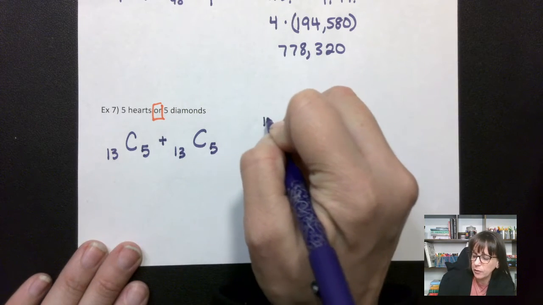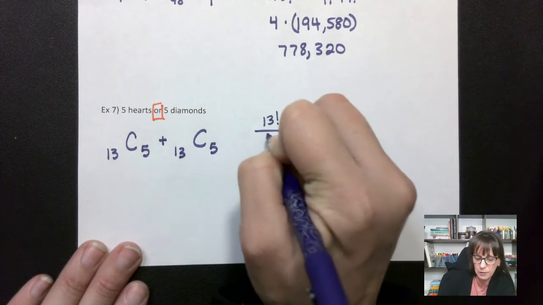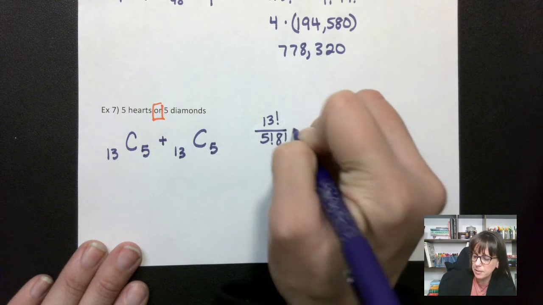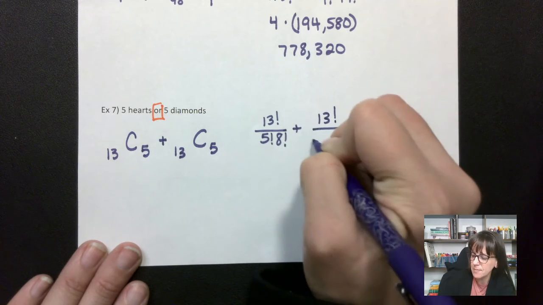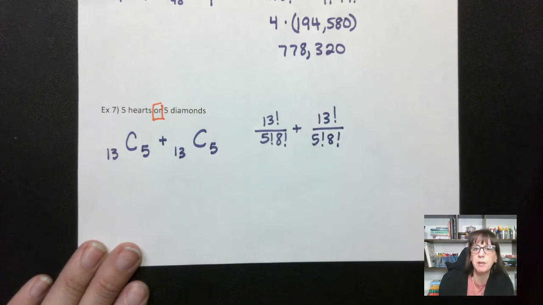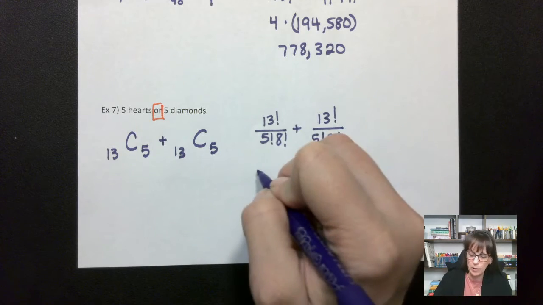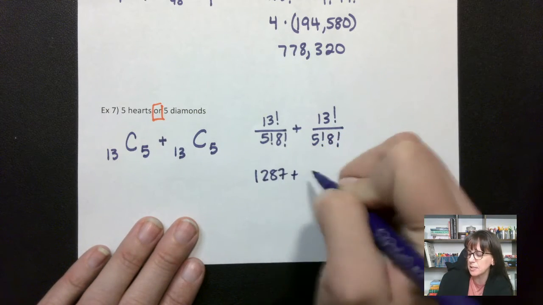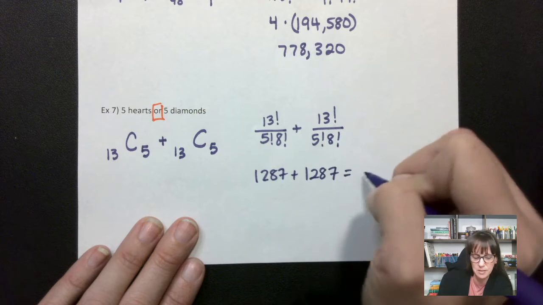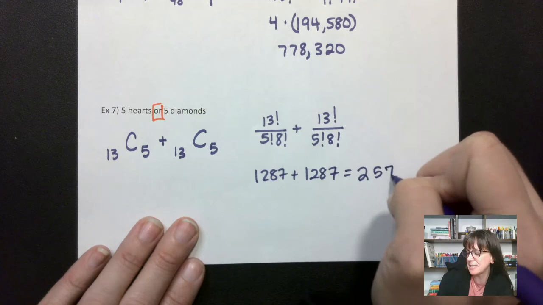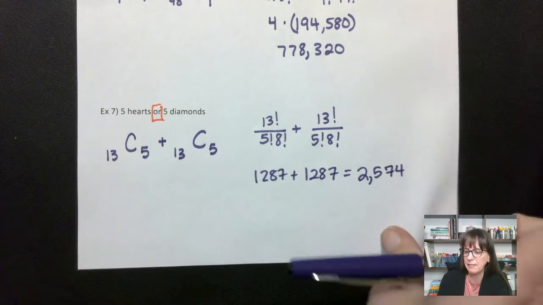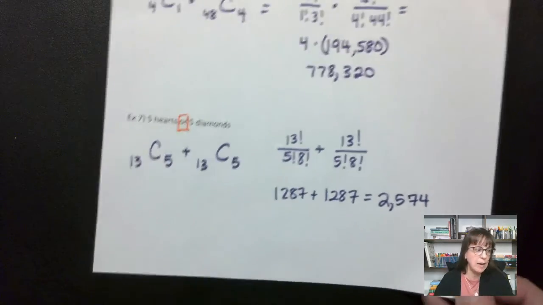So we end up with 13 over 5, 8, plus 13, 5, 8. And if we plug those into our calculator, we end up with 1,287 plus 1,287, which gives us 2,574. Okay, one more. All right, let's see this one.